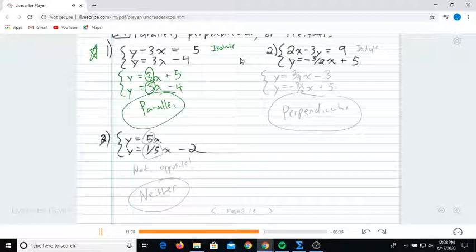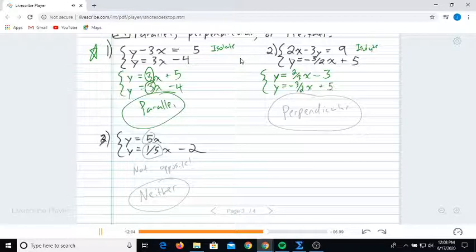Now, same thing in example 2. We're going to have to isolate first. So, to get y by itself for the first equation. So when we do that, and feel free to pause and do this on your own if you need to, you're going to get 2/3 x minus 3. And the second equation is good to go. We don't have to do anything with it.